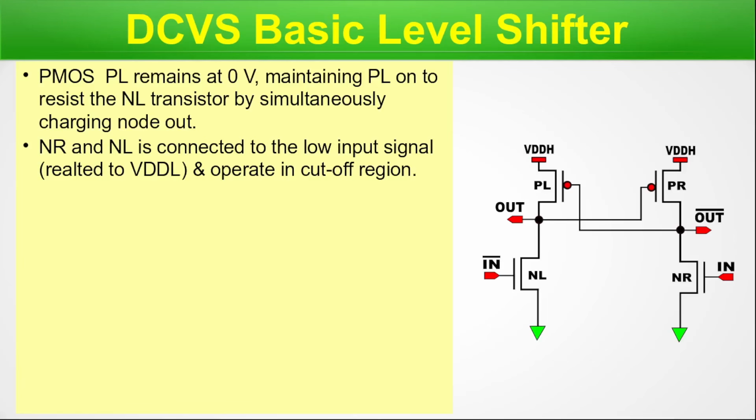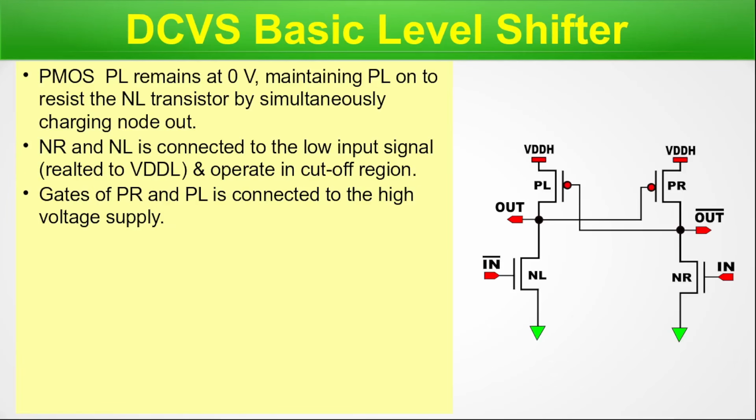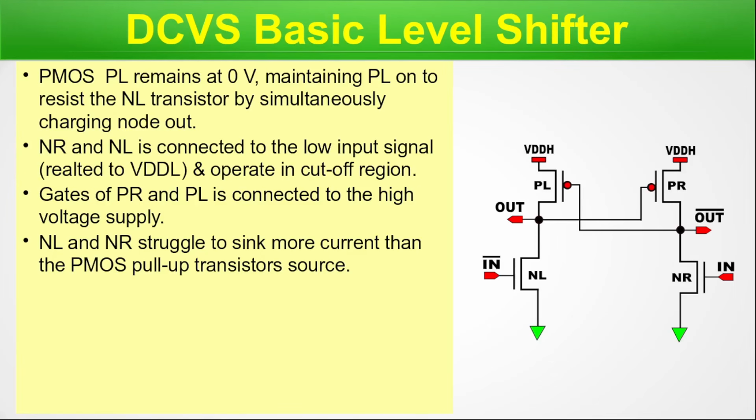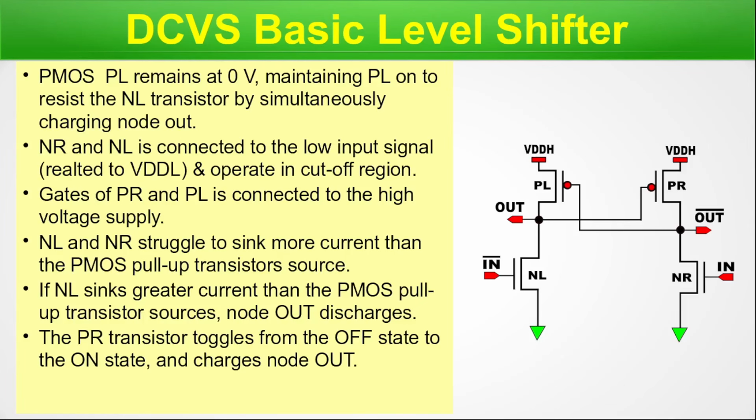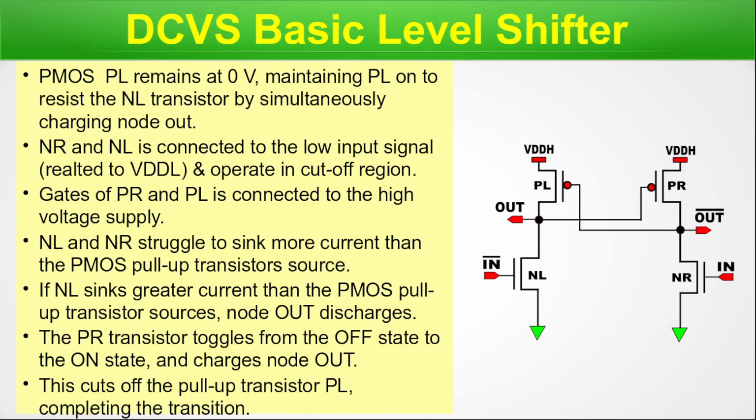NR and NL are connected to the low input signal related to VDD-L and operate in the cutoff region. Gates of PR and PL are connected to the high voltage supply. NL and NR struggle to sink more current than the PMOS pull-up transistor source. If NL sinks greater current than the PMOS pull-up transistor source, node out discharges. PR transistor toggles from off state to on state and charges node out. This cuts off pull-up transistor PL, completing the transition.